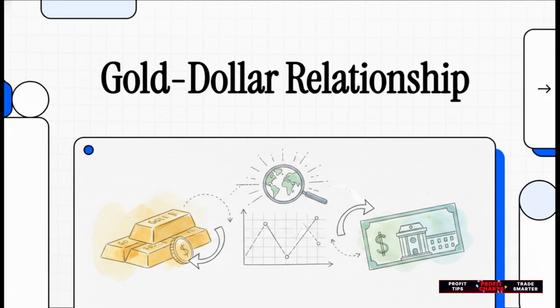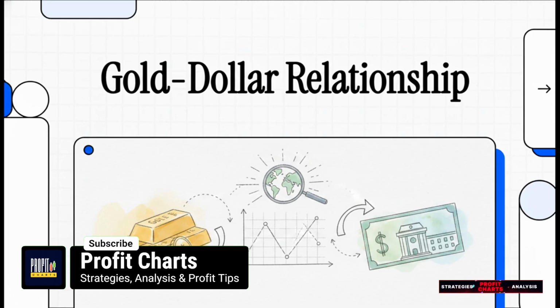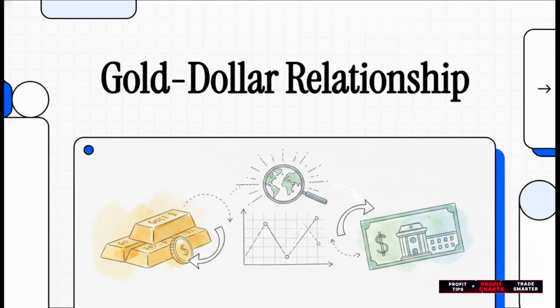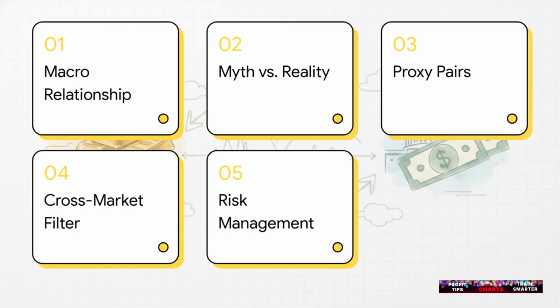Welcome to today's explainer. We're tackling something that gets talked about constantly, but is almost always misunderstood: the relationship between gold and the US dollar. If you've spent any time trading gold, you've probably felt like it just has a mind of its own sometimes, right? Well, what if you could peek behind the curtain? What if you could use macro-level data to actually time your trades better? That is exactly what we're going to master today.